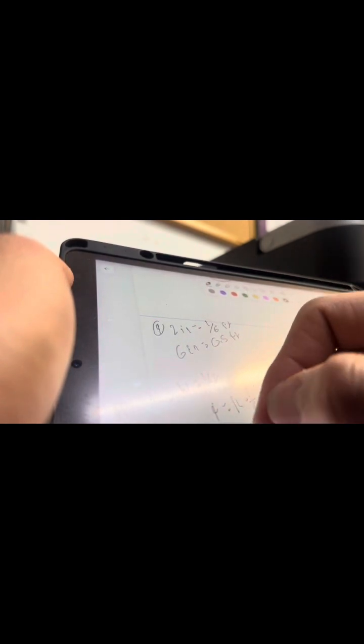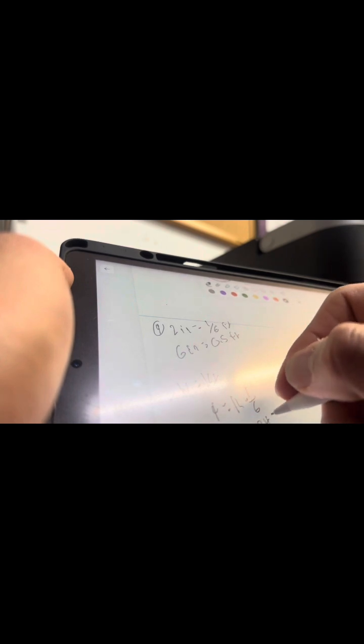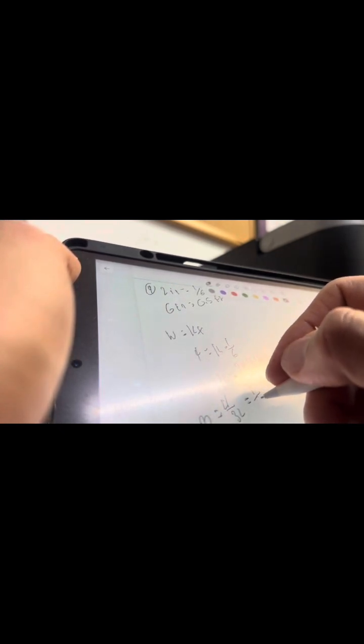So first, we're going to convert all units to feet. So 2 inches is going to be 1/6 feet, and the initial displacement, which is 6 inches, is going to be 0.5 feet. We're going to use W equals kx. So 4 equals k times 1/6. So k equals 24 pounds per foot. Then we're going to convert weight to mass. M equals 4/32, which is going to equal 1/8 slugs.